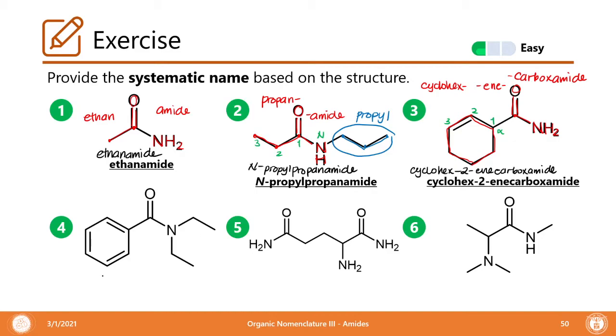Okay, let's go to the next example. Here we have our amide directly connected to a benzene ring. Okay, so this benzene ring plus the amide would be benzamide.